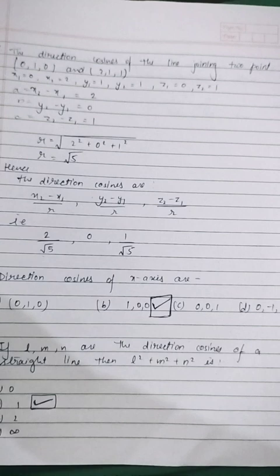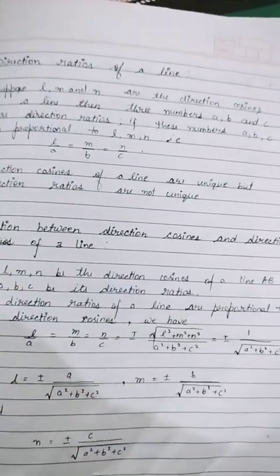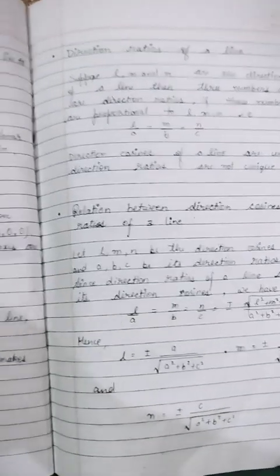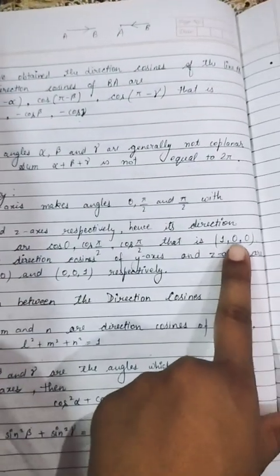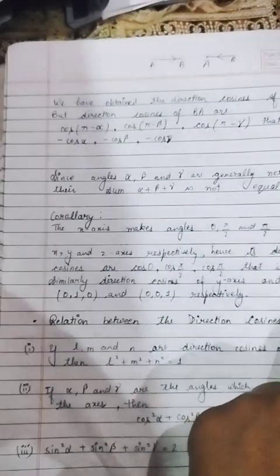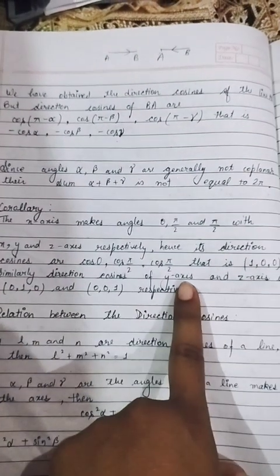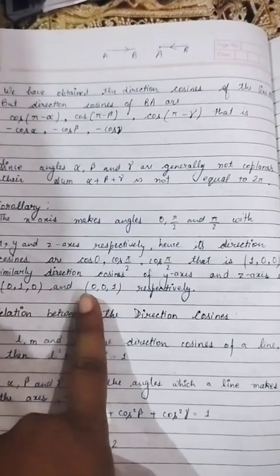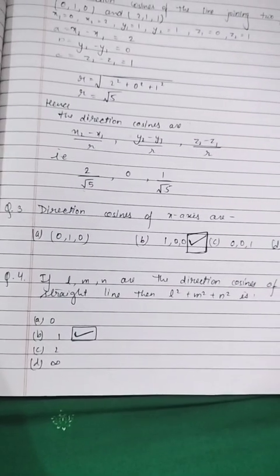Now let us revise that portion also. So here it is. For the x-axis, the direction cosines are 1, 0, 0. For the y-axis, it is 0, 1, 0, and for the z-axis, it is 0, 0, 1. So our option B is correct for problem 3. Now come to problem number 4.